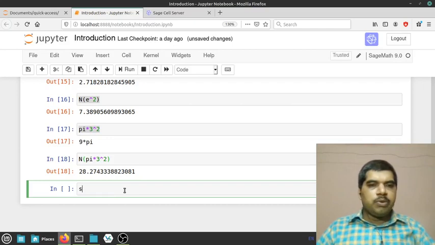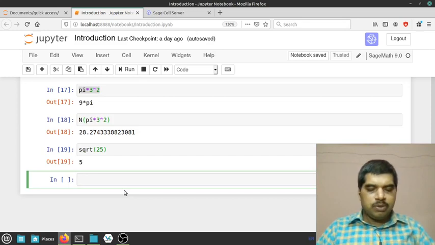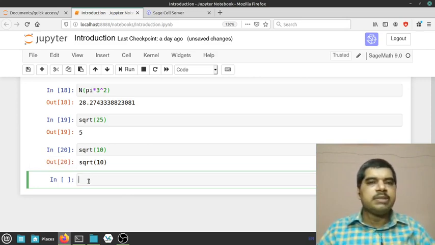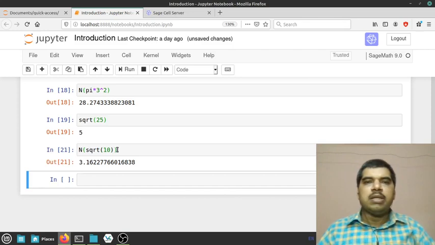To find the square root of a number, one may either use the square root command, the square root of 25, sqrt, press shift enter to get 5, or sqrt of 10, that is equal to, oh, that's the problem, is that whenever Sage sees that the result is a non-rational number in the decimal form, it keeps that number in the original form itself without converting that to numerical approximation directly. So we will try n of square root 10, and the value is this.